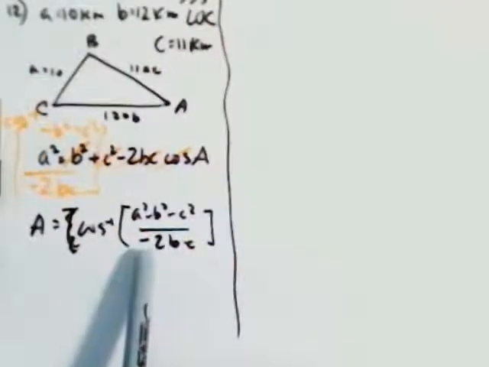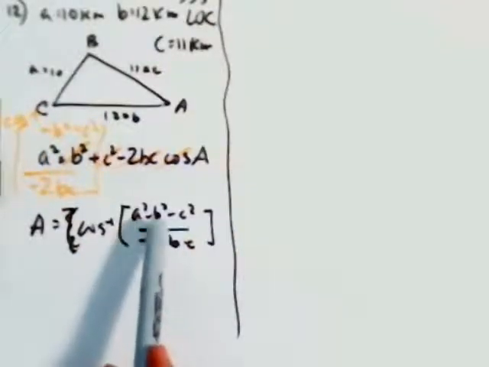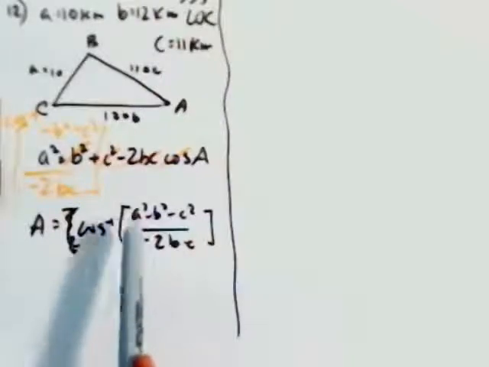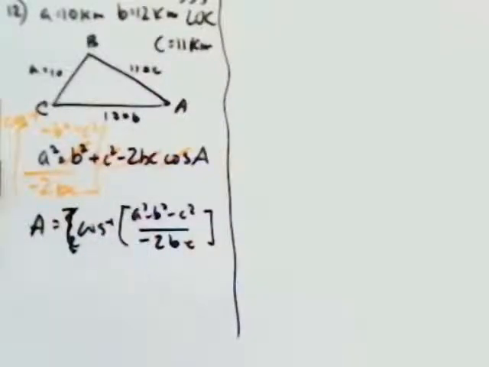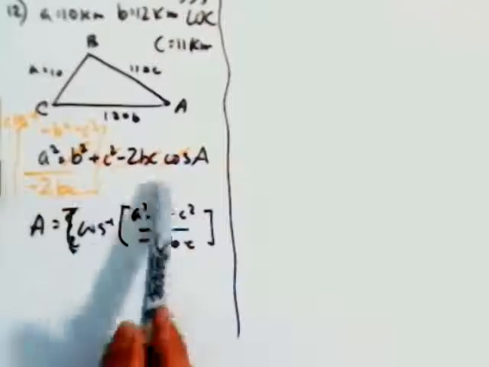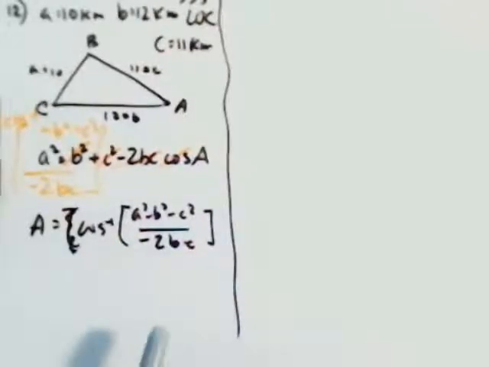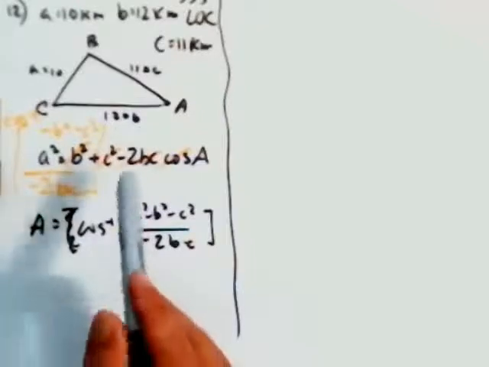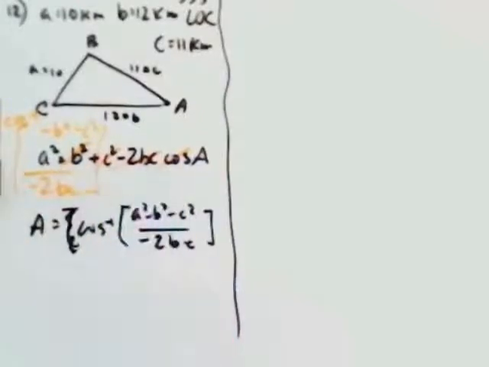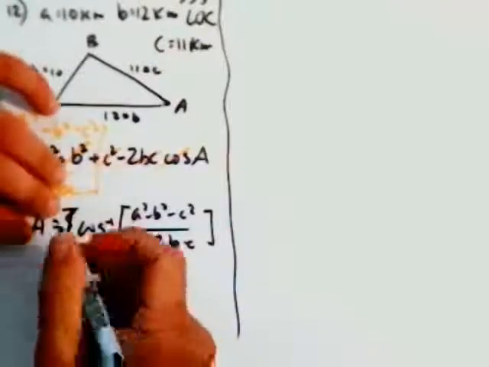I know the book does it a little bit differently. They factor out the negative, so it's actually b squared plus c squared minus a squared, and the negatives cancel. You can do the math if you want. I don't like to memorize this formula because it's too complicated. I already have one, this one right over here, a squared equals b squared plus c squared, etc. So this is the one I like to use. Okay, and we just plug it into our calculator.